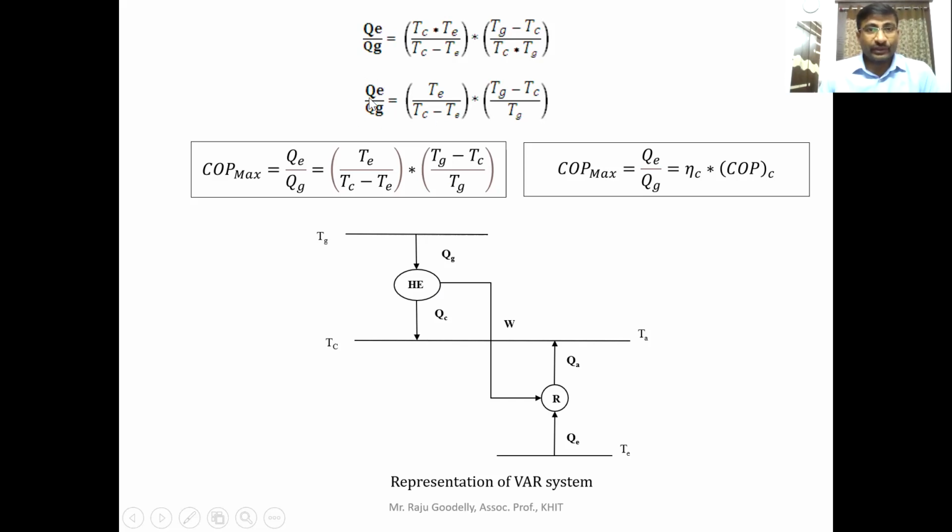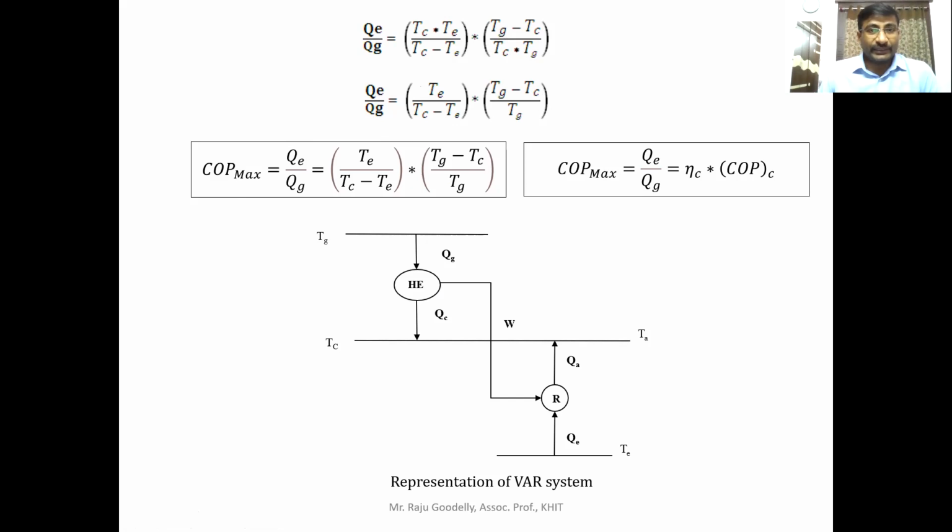QE is the heat absorbed in the evaporator. It is also represented as the refrigeration effect. Heat absorbed in the evaporator is also called the refrigeration effect. And QG is the heat given to the generator, the heat input to the generator. Okay, QG. So refrigeration effect divided by heat input is the COP. If it is represented in terms of temperatures, it is called the maximum COP, because it is a reversible cycle.